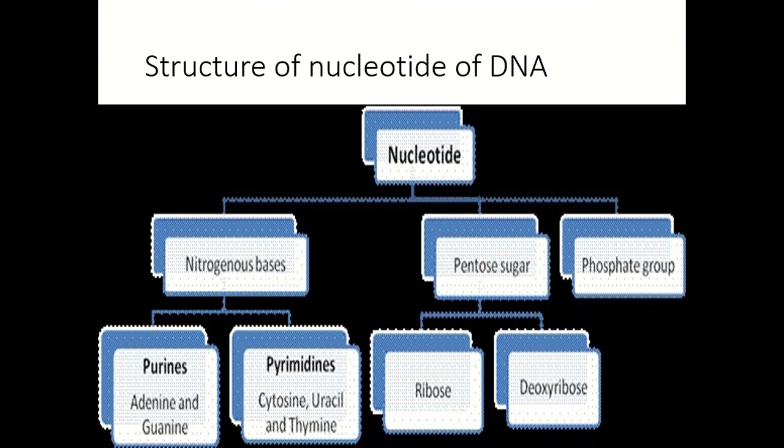Now next we have structure of nucleotide of DNA. Now what are the components of nucleotides? We have nitrogenous bases, we have pentose sugar, we have phosphate group. Now in nitrogenous bases we have purines, and purines include adenine and guanine, and pyrimidines include cytosine, uracil and thymine. And in pentose sugar we have two types, ribose and deoxyribose.